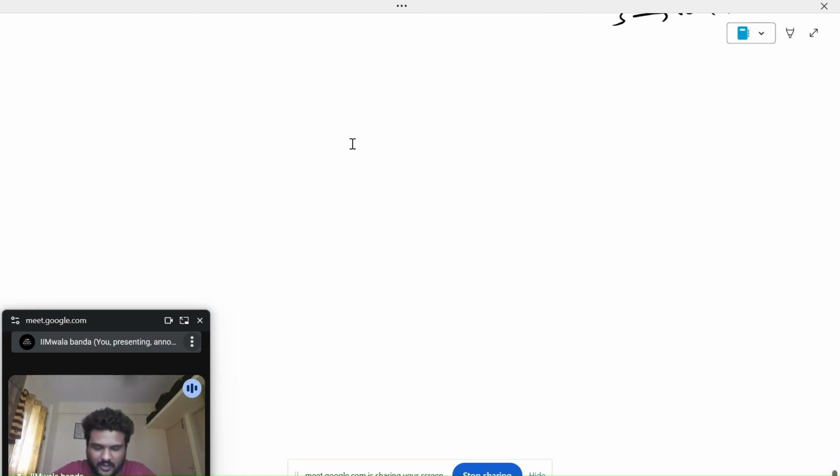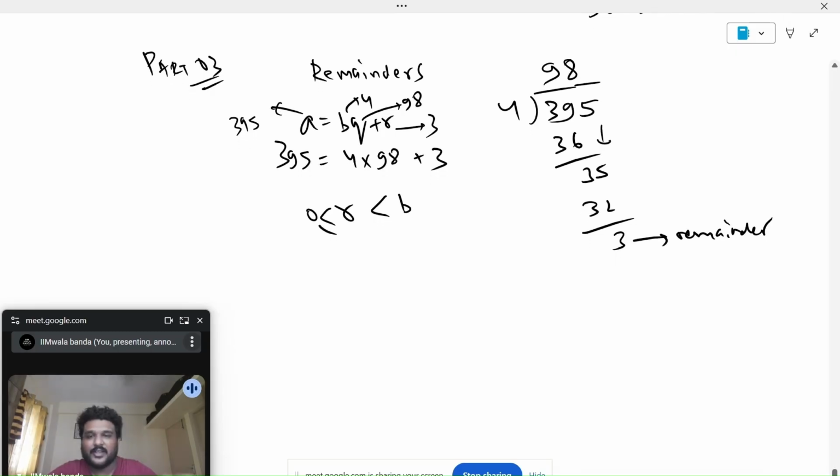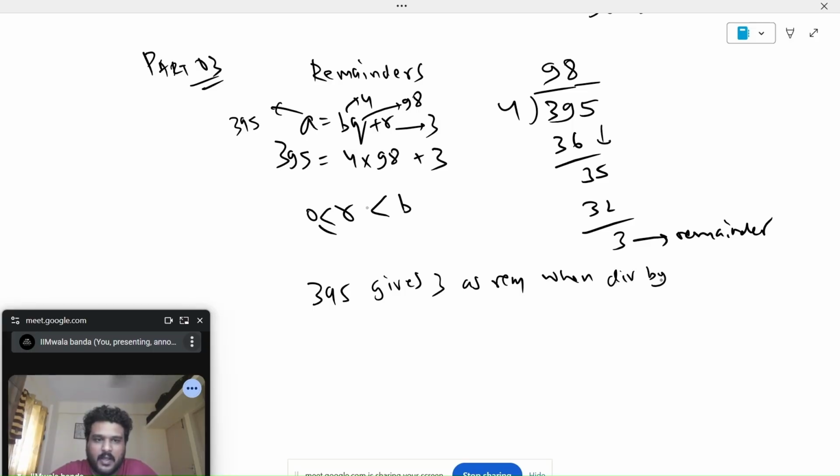Now we'll play around, and one more very important thing that you should know, there's a way of representing it. I can say that 395 gives 3 as the remainder when divided by 4. I can also say the entire thing as 395 gives remainder 3 when divided by 4. Now take your time to absorb, but this is the general notation to write any number.